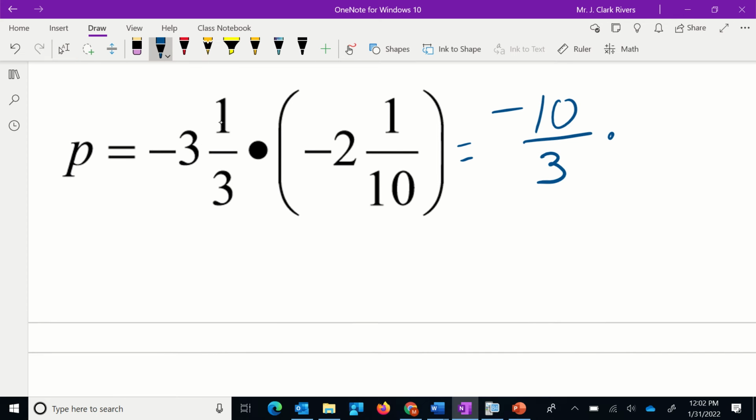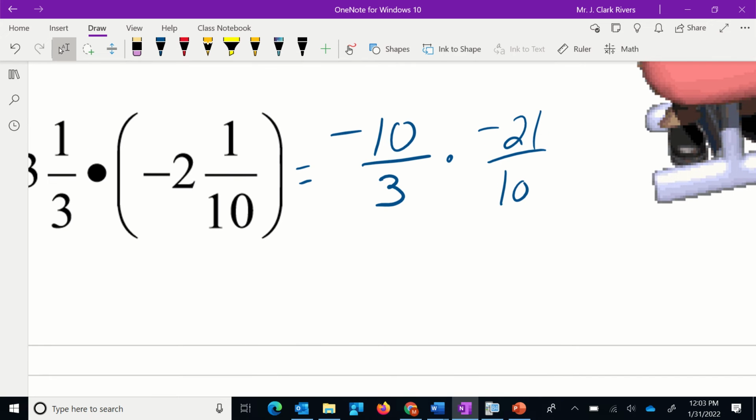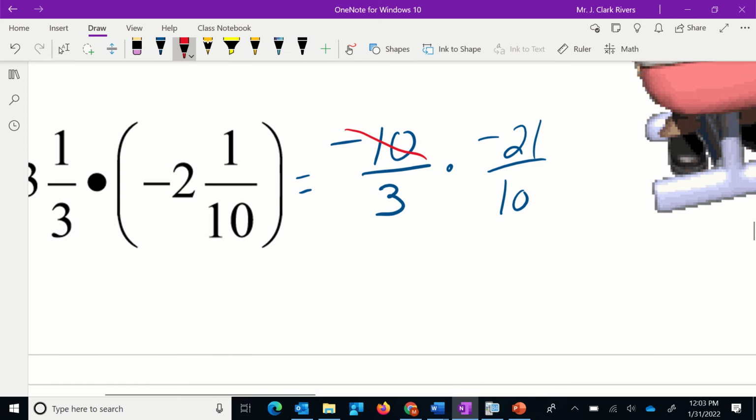Multiplied by, this can be negative as well. 2 times 10 is 20. 20 plus 1 is 21. 21 tenths. Okay. So now we know we're going to have a negative multiplied by a negative. We know this is going to be a positive product, so just keep that in mind. But first, 10 and 10, they have a common factor of 10. So we're going to divide by 10. Negative 10 divided by 10 is, be careful with the sign, negative 1. 10 divided by 10 is 1.